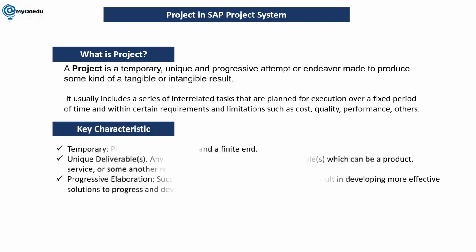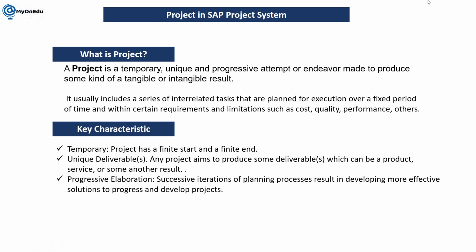So here, what are the key characteristics? A project will always be temporary. A project has a finite start and finish date, so it will not be ongoing. If it is ongoing, it becomes an operation. Unique deliverable: a project will always have unique deliverables, products or services. Progressive elaboration: successive iteration of implementing the planning processes results in developing a more effective solution to progress and develop the project. And apart from that, resources will also be involved to execute the project.